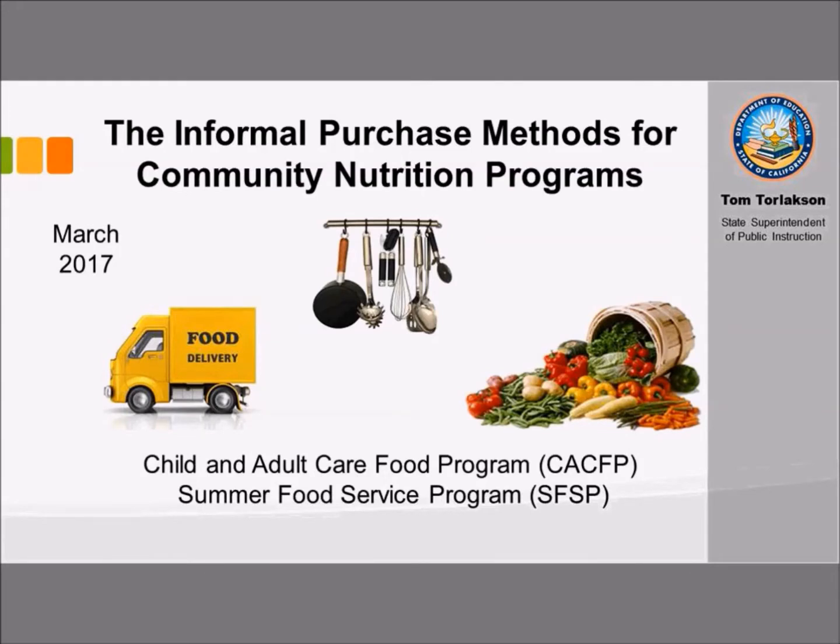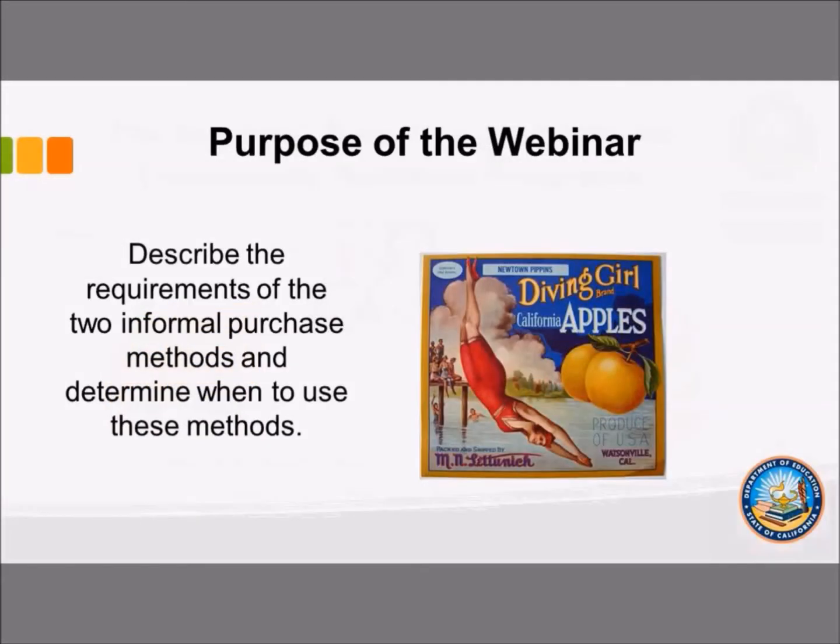We developed this webinar because training agencies on the procurement regulations is a top priority of the Nutrition Services Division, or NSD. In order to be successful, all agencies must ensure they understand and are compliant with the different procurement methods. The purpose of this webinar is to describe the requirements of the two informal purchase methods and determine when to use these methods.